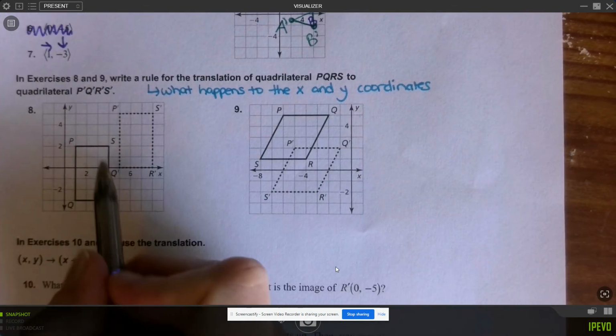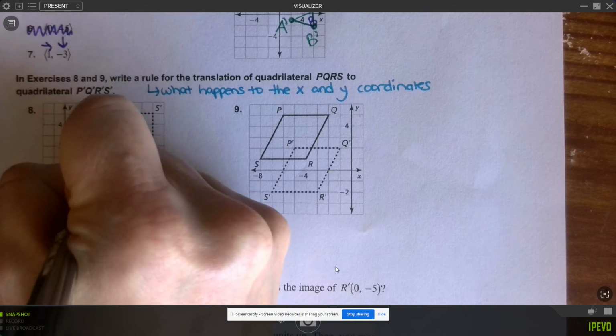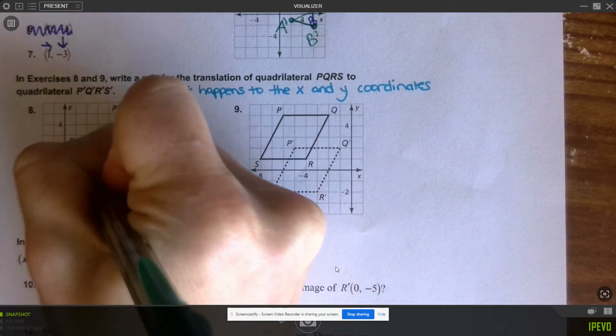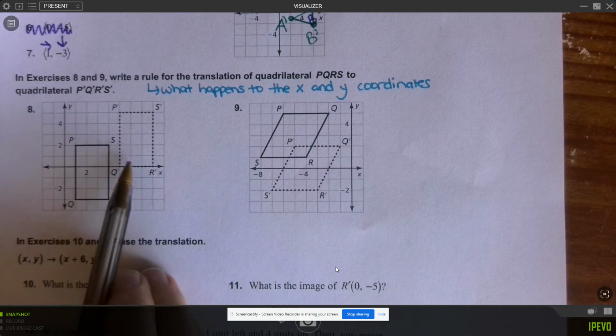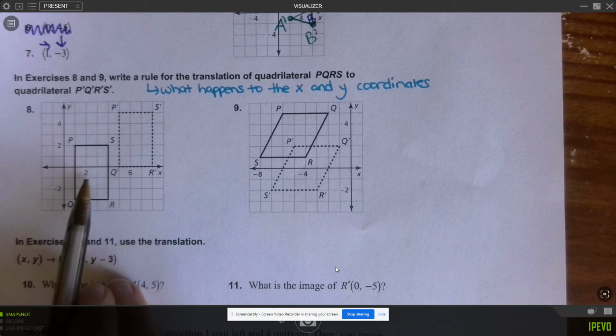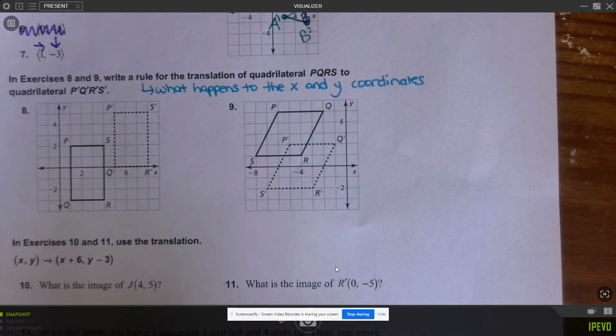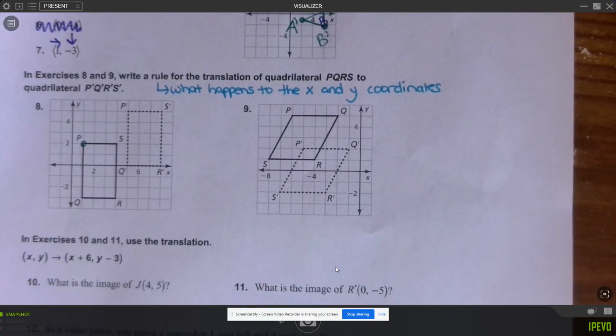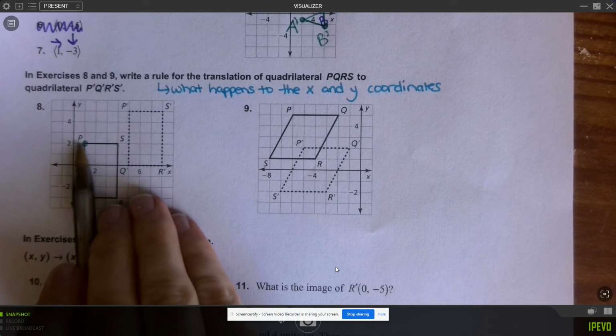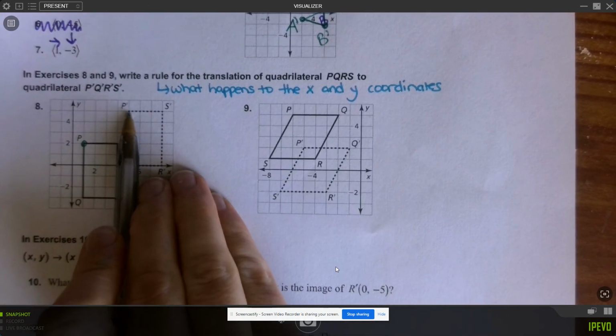So this quadrilateral is our pre-image. This is where we're starting. And I know that because there are no apostrophes. This is the final image. So we want to ask ourselves, what is the translation? Which direction and how far? So what I do, I pick a point. I'm going to pick point P. And I'm going to figure out, how did it move from point P to P prime?